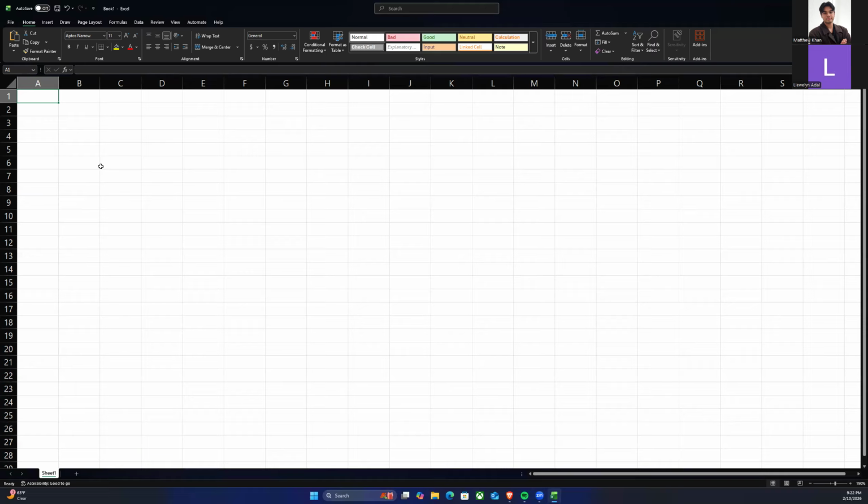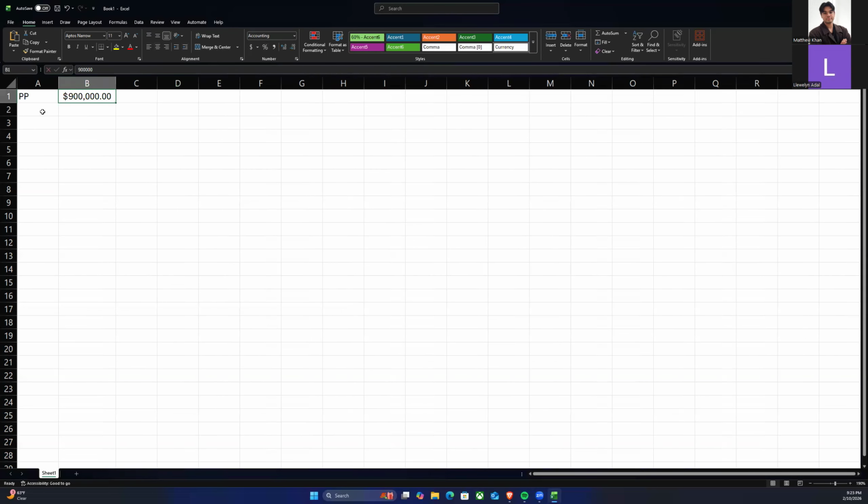Now, the way I like to do it is to start off by pretending to purchase a property, and I'm going to model it off of one of our purchases we did about 5, 6 years ago. So in this cell, just type PP for the purchase price. And we paid $900,000 for this property. You can just remove the dollar sign to keep it a little cleaner.